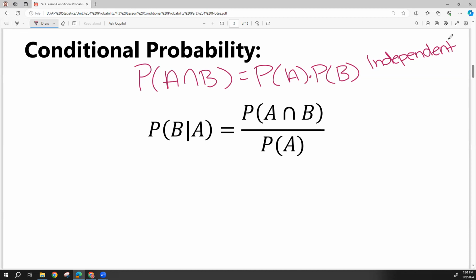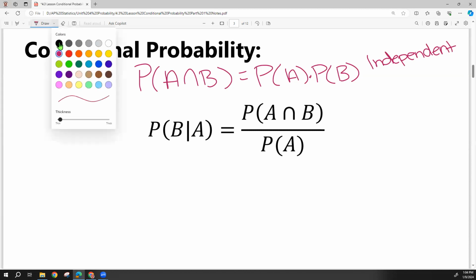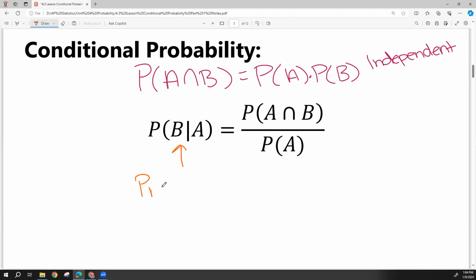But we don't always have independent events. Sometimes we have dependent events. And so we need this thing called a conditional probability that tells us about the probability of event B happening, given event A already happened.